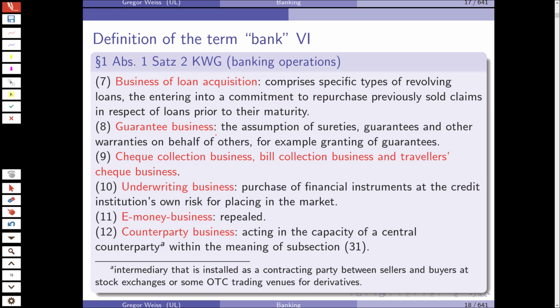Guarantee business. If you give guarantees, Garantiegeschäfte. This is important in export business. Checks, underwriting. Okay, this is important. And finally, e-money business. This has been repealed from the German Banking Act. This is one of the parts which I had to look up before.